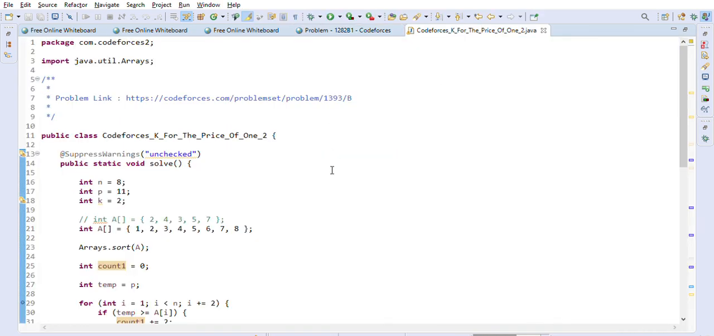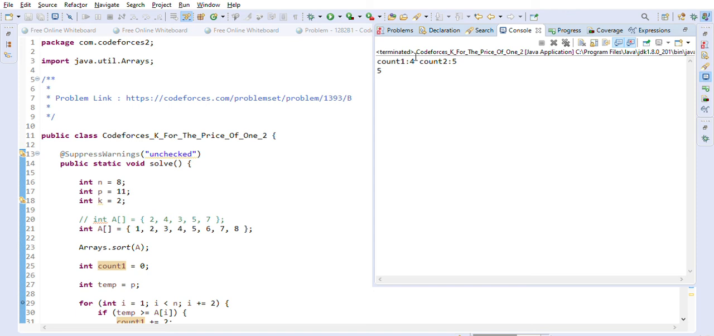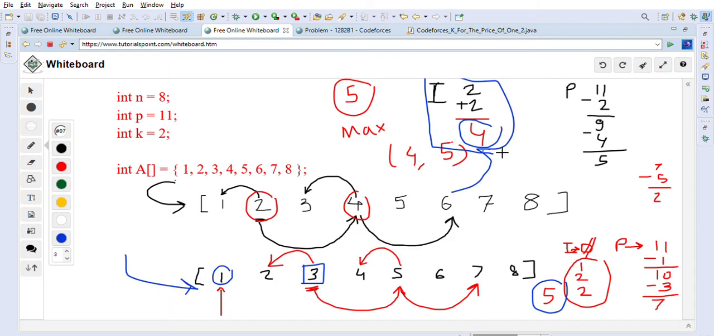So let's go ahead and execute this code snippet. So as you can see, 4 is the first count, 5 is the second count, and the maximum of 4 and 5 is 5, right? So this is the same example. First count is 4, as you can see here. Second count is 5, as you can see here. So the maximum of 4 and 5 is 5, right? So 5 is the answer, which is the correct answer.